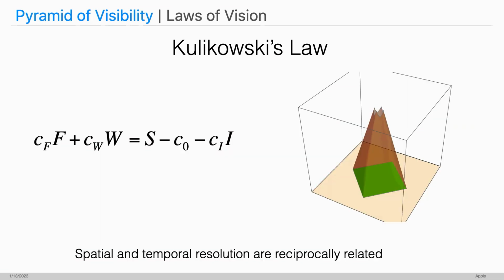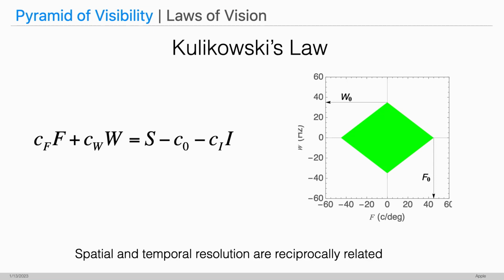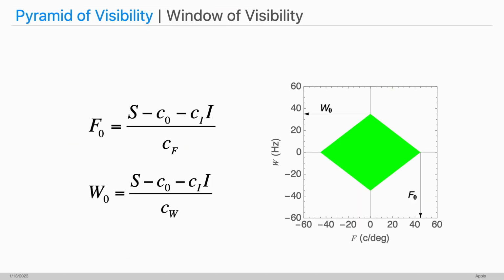Next law is what I call Kulikowski's law. And this is, if you take that pyramid, and remember the green area at the bottom is the window of visibility, and you now look at the coordinates of that window of visibility, and you look at how the boundaries of the window are straight lines that show a proportionality between spatial and temporal frequency. And what that means is that at a fixed contrast and a fixed sensitivity, there's a perfect reciprocity between spatial and temporal frequency. All right. And finally, you can easily compute the boundaries of the window of visibility from the equations for the pyramid.